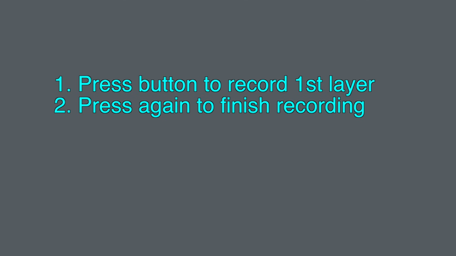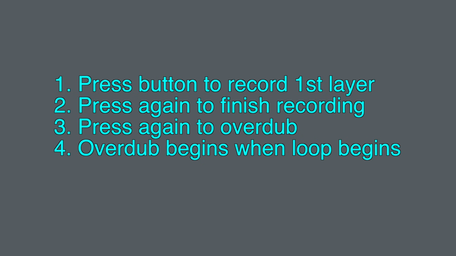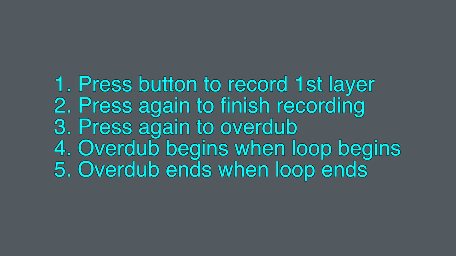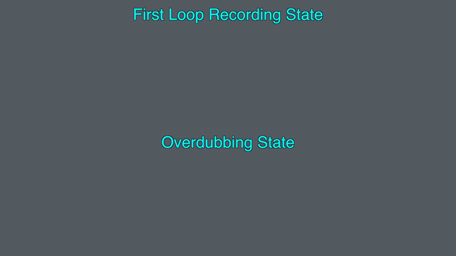Once the first loop is created, I want to be able to hit record and the recording will automatically start next time the loop begins and stop when the loop ends. So I only need to press the button once for overdubbing. How this will work is by having 2 states, the first loop recording state and the overdubbing state.